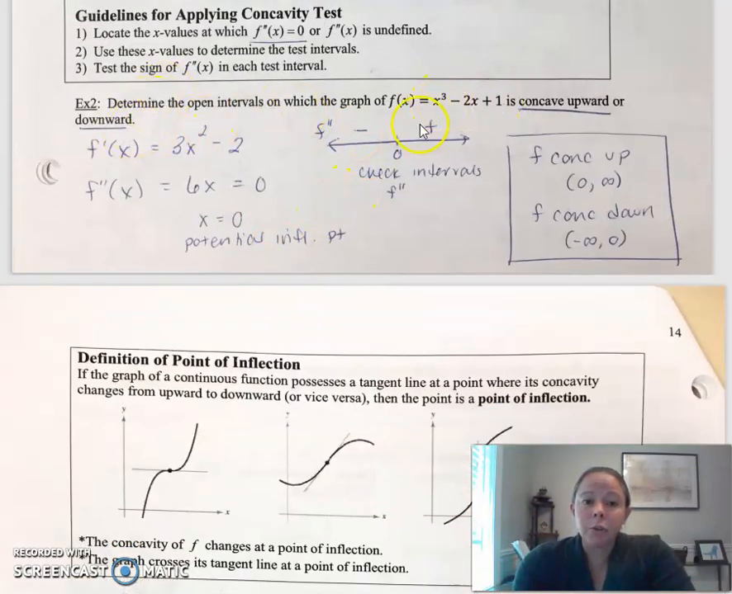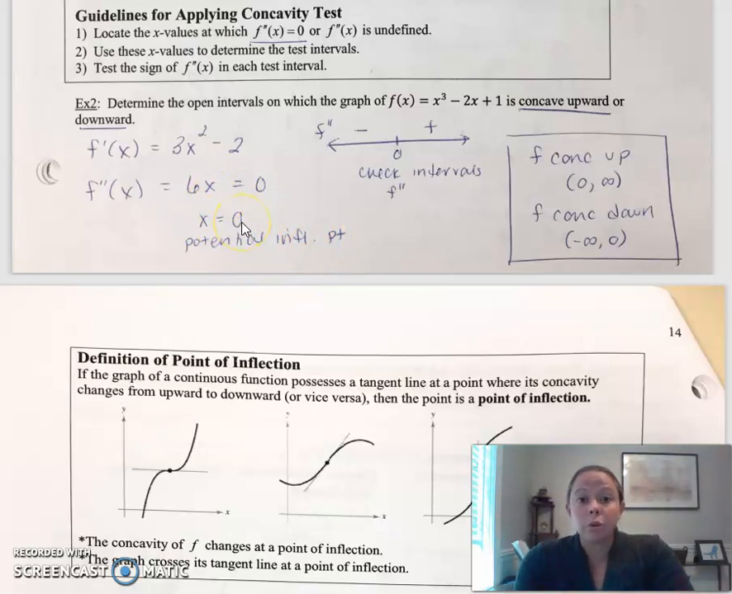So we find the first and the second derivative, then we set the second derivative equal to 0. Now, just like with critical numbers, remember, critical numbers are your potential relative extrema, and they have a special name. Well, where the double derivative equals 0, it doesn't have a special name like critical numbers, so I just call them potential inflection points. But just like those critical numbers were potential relative extrema, this is a potential inflection point. So you're not guaranteed that you change concavity at 0.